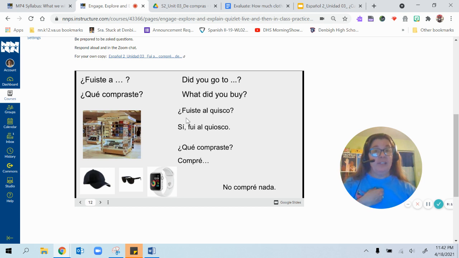Now your turn to ask me. Ask me, ¿fuiste al kiosco? Sí, fui al kiosco. Now ask me, ¿qué compraste? Compré unas gafas de sol.